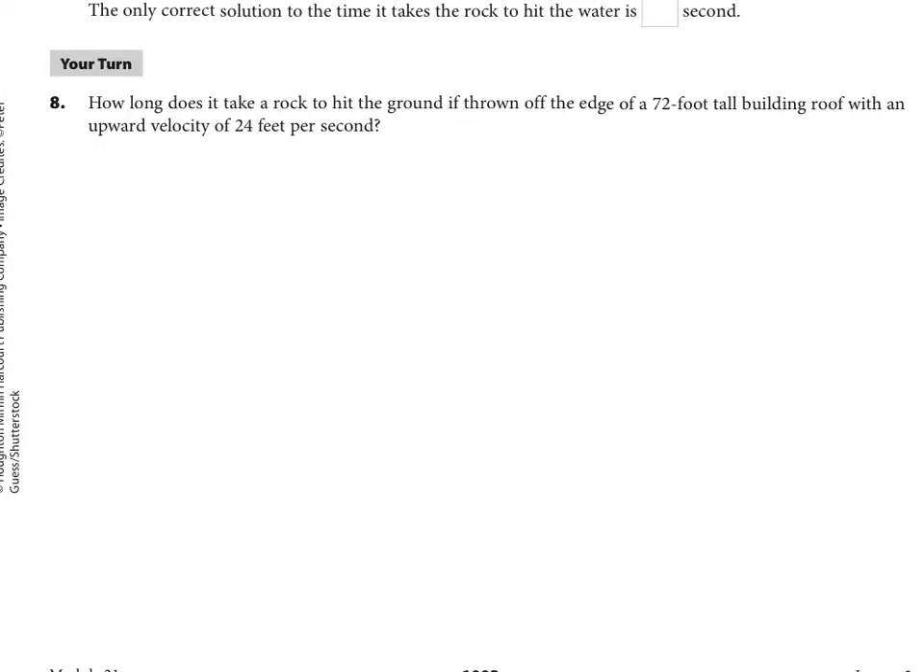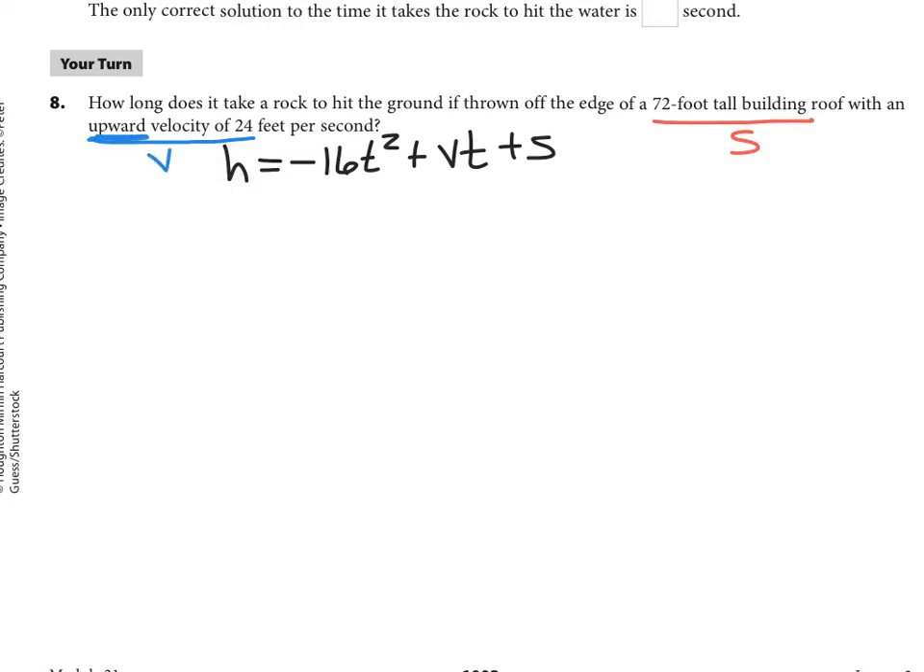So we're going to use that standard equation: negative 16t squared plus vt plus s. How long does it take a rock to hit the ground if thrown off the edge of a 72-foot tall building? So this is our s, our starting height, with an upward velocity of 24 feet. Upward is positive, so that's my v. So my equation becomes negative 16t squared plus 24t plus 72.